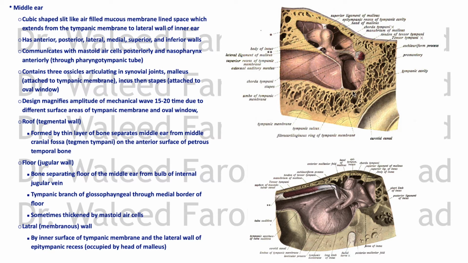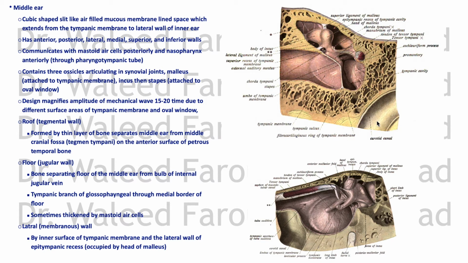Okay, it has a roof, it has a floor, it has a medial and lateral wall, anterior and posterior walls. The roof is a piece of bone present in the anterior part of the petrous part of the temporal bone. It's called the tegmen. Tegmen means cover. Tegmen tympani covers the middle ear. This is the roof. And the floor separates it from the bulb of the internal jugular vein.